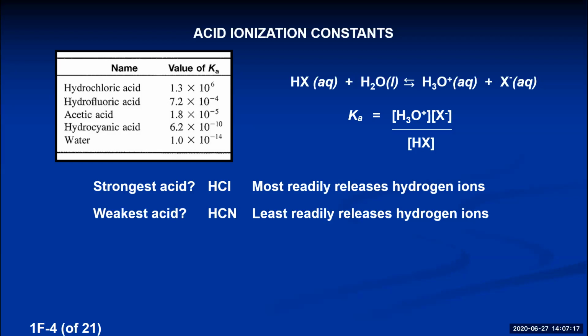So what does that tell you about the acidity of water compared to hydrochloric, hydrofluoric, acetic, or hydrocyanic acid? Well, water is less acidic than those because it has a smaller Ka value. So with water on this list, water would be the material that would be the least acidic.